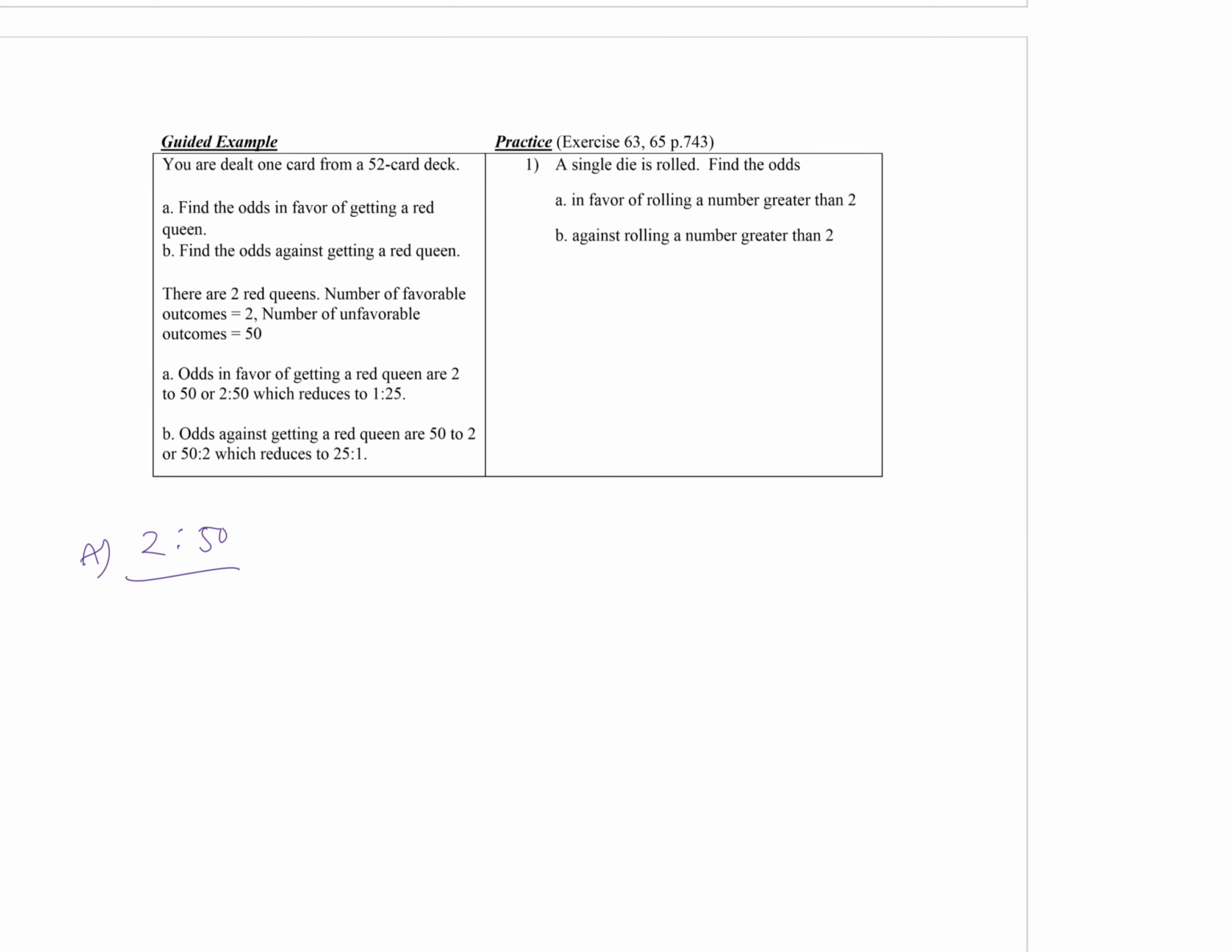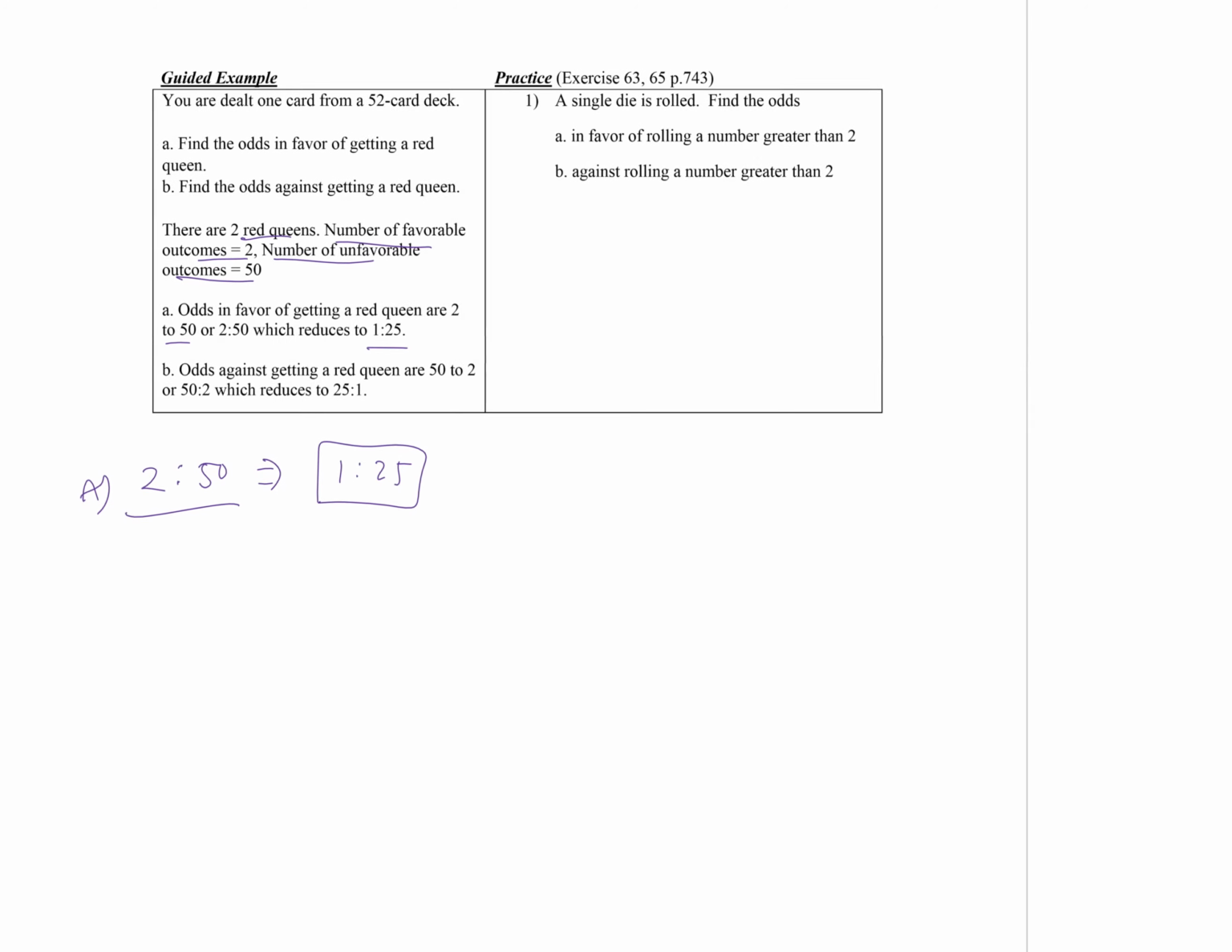That's for A. Okay, let's see how they did it. So there's 2, number unfavorable is 50, so the odds are 2 to 50. They can simplify that to, what is it, 1 to 25? Yeah, that's true. So that's the answer. Those are the odds. Let's see part B. Find the odds against a red queen. So against is just the same thing but backwards, right? You want to say the odds of not getting a red queen. So you have 25 ways of not getting a red queen and 1 way of getting it. So it's just the same thing backwards.